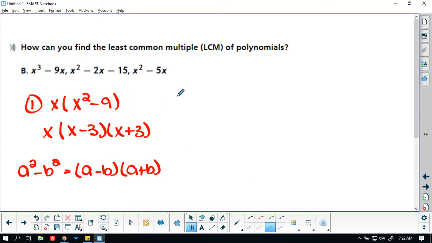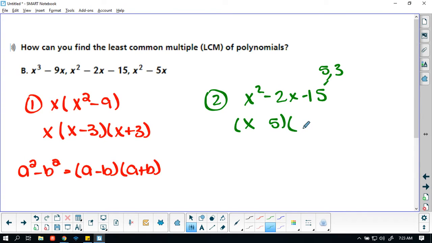All right, so the second one is going to be x squared minus 2x minus 15. Two values, that's 5 and 3. So this is x plus 3, x minus 5. This is a negative, so one of these numbers will contain the negative to make this negative. Looking at this, my 2 is negative, so the higher number has to be negative to get that negative 2.